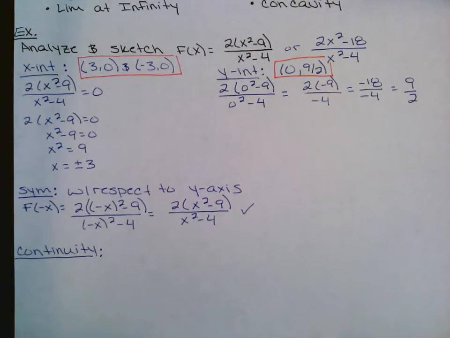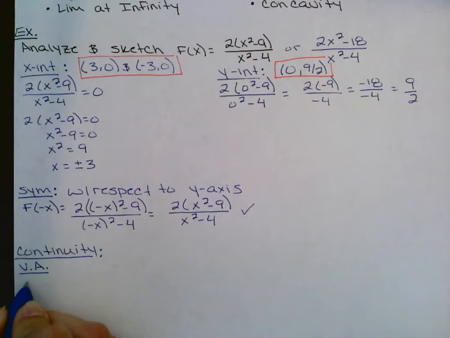So the first thing I'm going to do for continuity is check vertical asymptotes. Vertical asymptotes are found by setting the denominator equal to 0. Okay, so I see that I have a vertical asymptote at positive and negative 2. And those vertical asymptotes going up and down are going to affect my domain, specifically my domain. So now I know that I have vertical asymptotes at positive and negative 2.